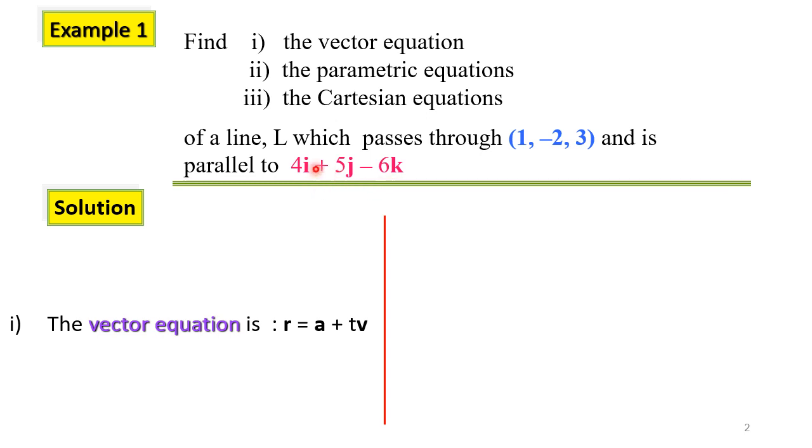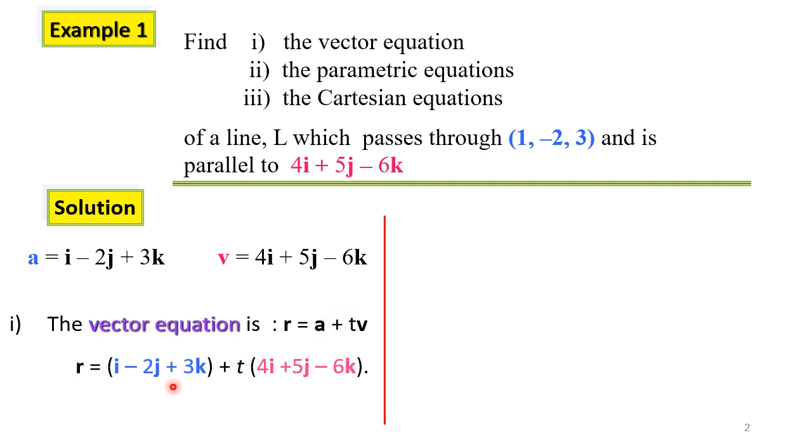Firstly, we want to find out the vector equation. We know that the formula for vector equation is r = a + tv. So we have two components, a point and a parallel vector. Given the point it passes through, straight away we get the value of a, that is i - 2j + 3k. From the parallel vector, we get v, that is 4i + 5j - 6k. We substitute a and v into the vector equation, so we get the equation like this. This is our answer for the first part, the vector equation.